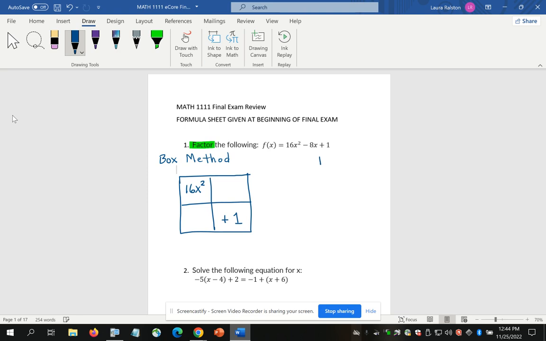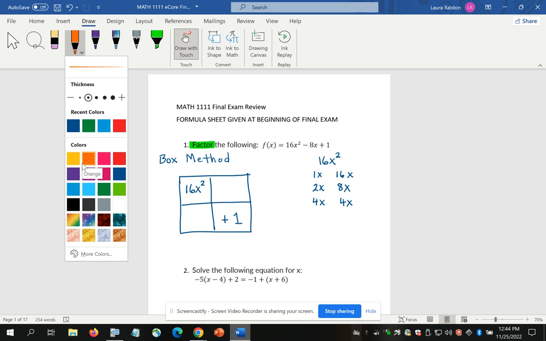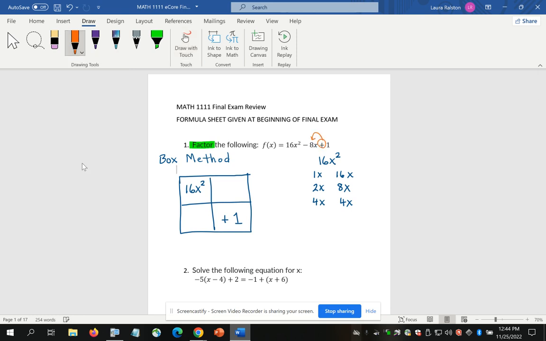1 times 16x squared is 16x squared. And then I'm going to think about all of the pairs of numbers that would multiply and give me 16. So I've got 1x and 16x. I have 2x and 8x. I have 4x and 4x to get the squared. I need to find the pair of numbers that will add to 8. So 1 plus 16, that is not 8. 2 plus 8 is not 8. 4 plus 4 is 8, and I want to have a negative 8. So both of these numbers are negative, and they go in the remaining 2 boxes.